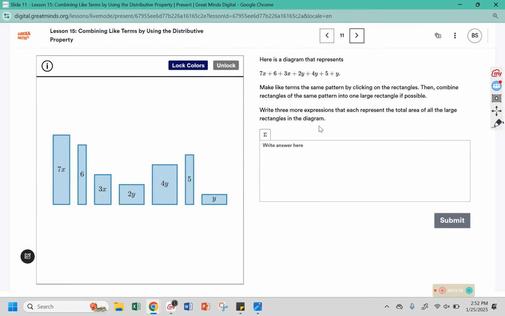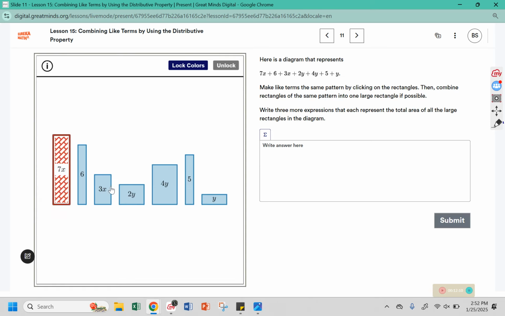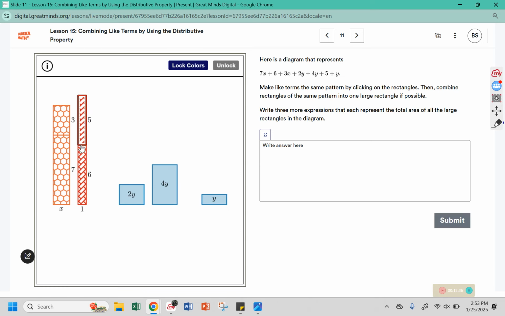Here's a diagram that represents this expression. Make like terms the same pattern by clicking on the rectangles, then combine rectangles of the same pattern into one large rectangle if possible. So here the x pieces, will make those all orange. And we can combine those. The number pieces we can make red. And combine those. And the y pieces will make green.